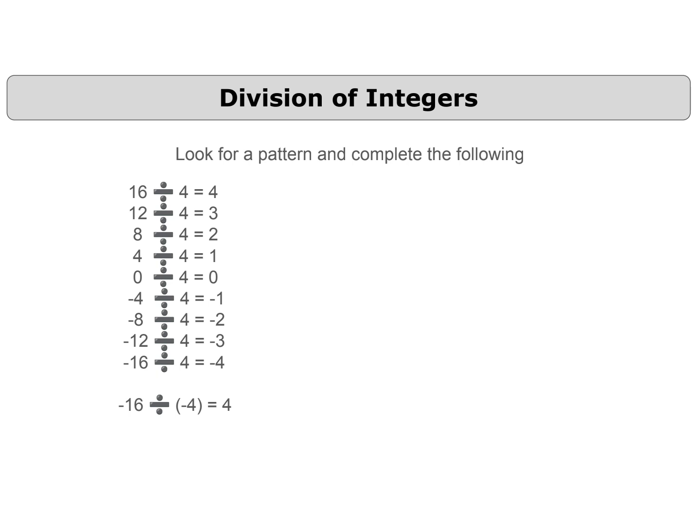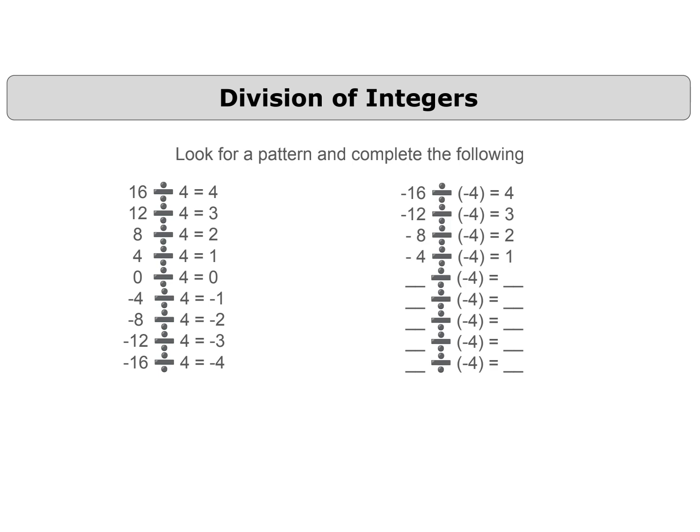So we are going to put negative 16 divided by negative 4 equals 4 at the top of our next list of problems. Now let's go ahead and complete the following. On the left side, it looks like we are increasing our values by 4. And on the right side of the equal sign, we are decreasing by 1.